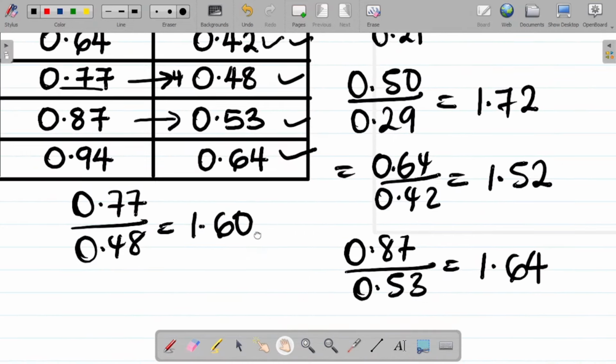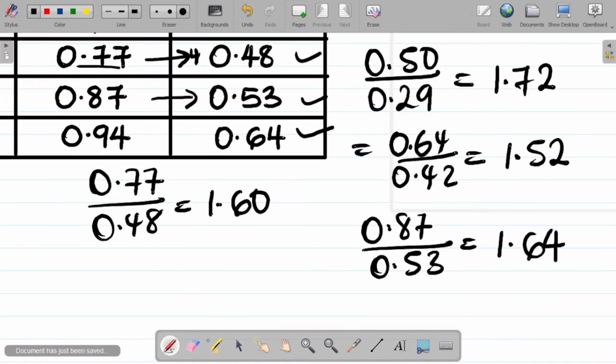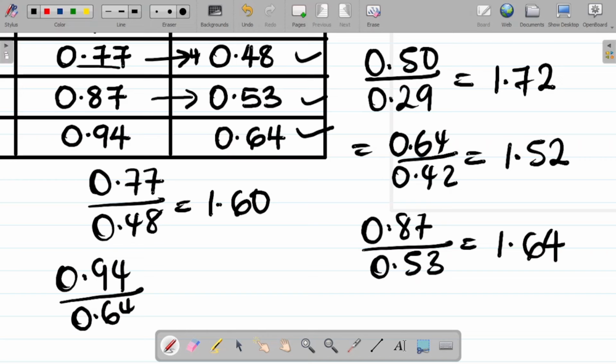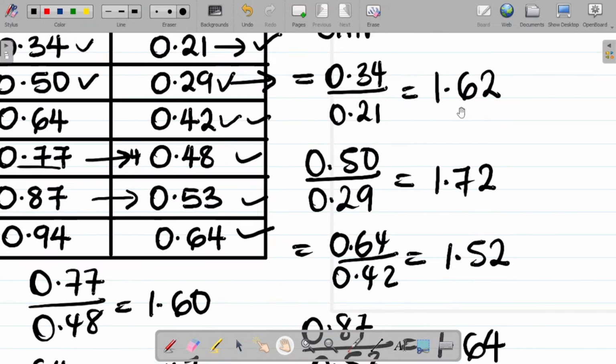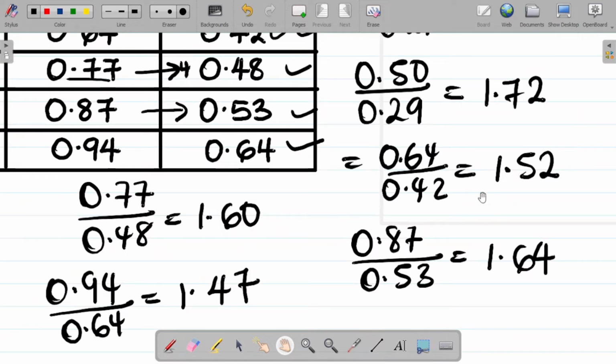Now, finally, the sixth row, I have 0.94 divided by 0.64. 0.94 divided by 0.64, that's about 1.47. So for all of these values, I have 6 values here: 1, 2, 3, 4, 5, 6.